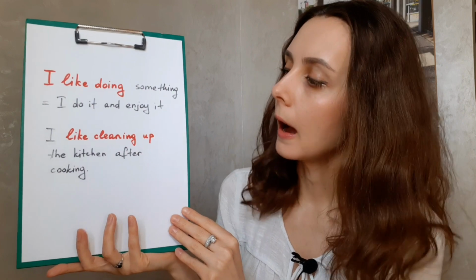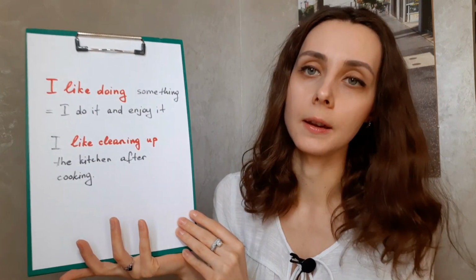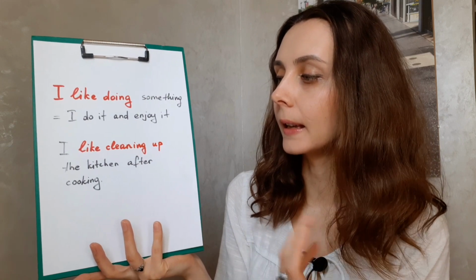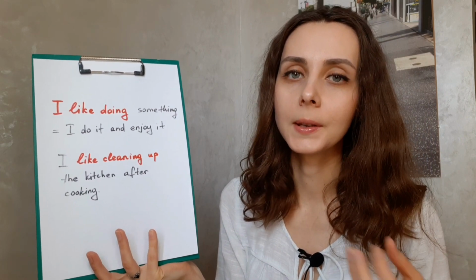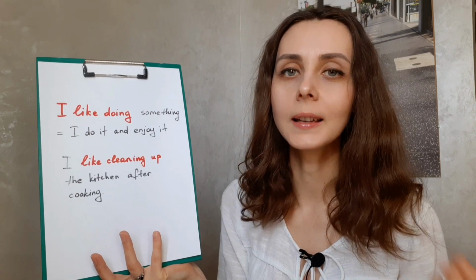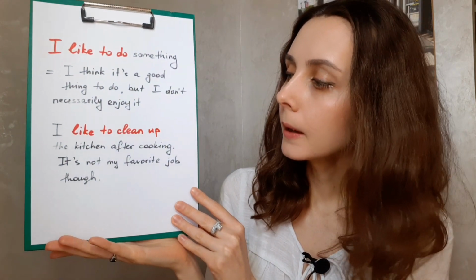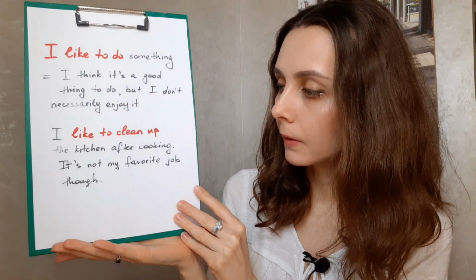Actually, the verbs like, prefer, love, they can be used also with infinitive with to. And there is a slight difference. For example, we have a sentence here. I like cleaning up the kitchen after cooking. So I like doing something, it means I do it and I enjoy it. So if I say I like cleaning up the kitchen, it means this is something that I enjoy doing. I like this activity. However, if we take a look at this sentence, I like to clean up the kitchen after cooking. It's not my favorite job though.